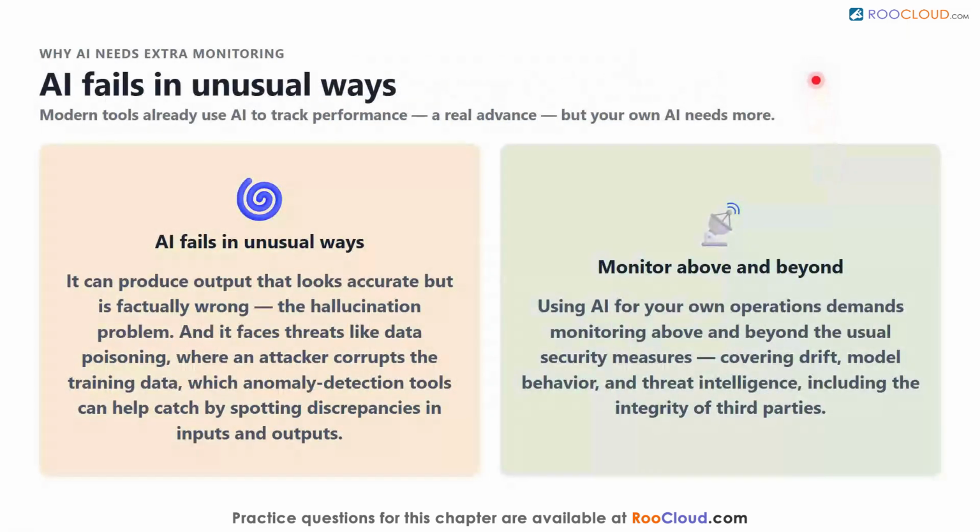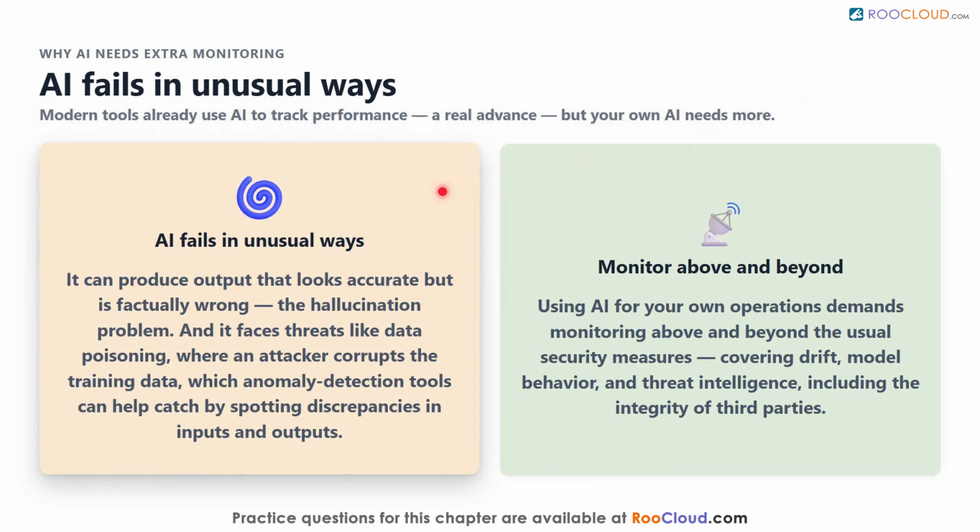Let's start with why AI needs extra monitoring. Modern tools already track performance and stop threats, and they increasingly use AI to do it, which is a real advance. But using AI for your own operations demands monitoring above and beyond the usual security measures. The reason is that AI fails in unusual ways.